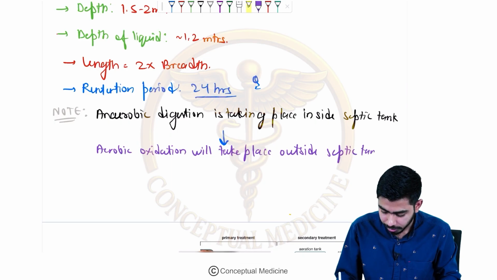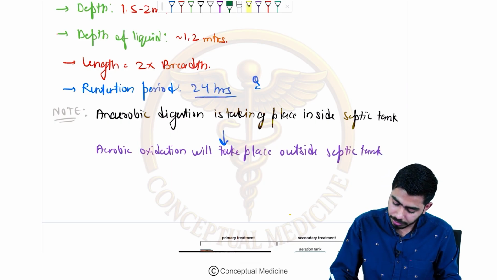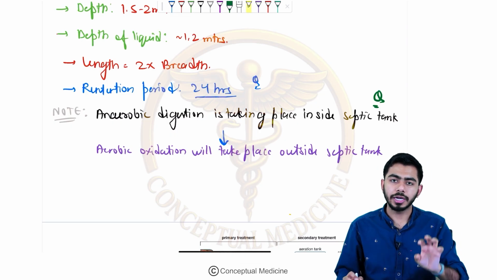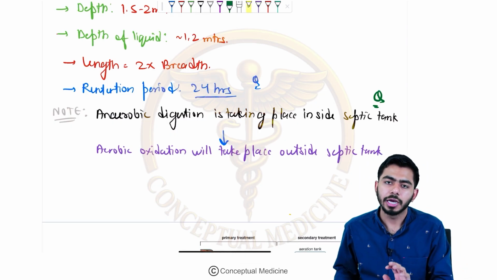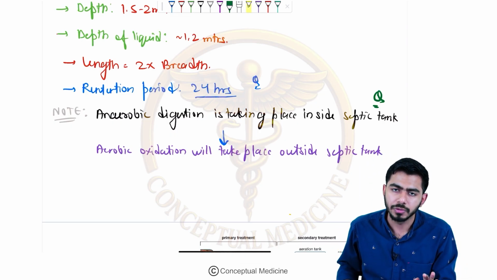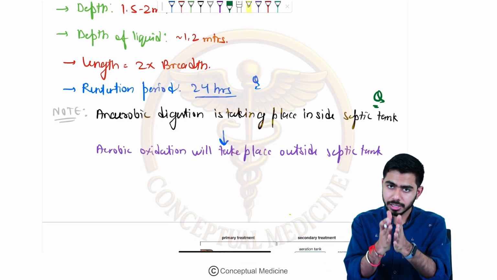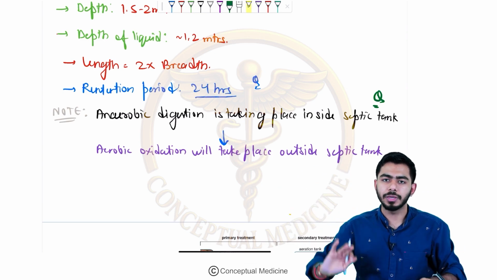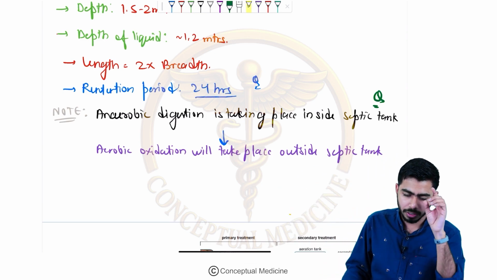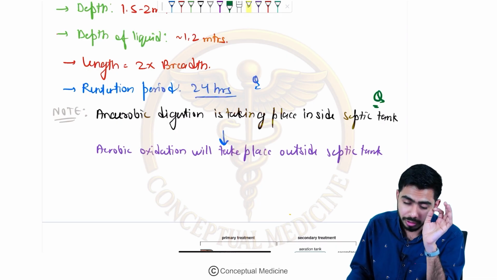Very important point, and it has already been asked multiple times, guys. Very important question: where is aerobic oxidation happening, and where is anaerobic digestion happening? Anaerobic digestion is happening inside the tank, and aerobic oxidation will be happening outside the tank. Please do not forget that.